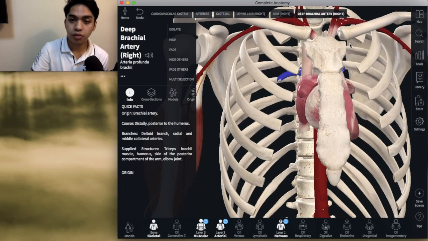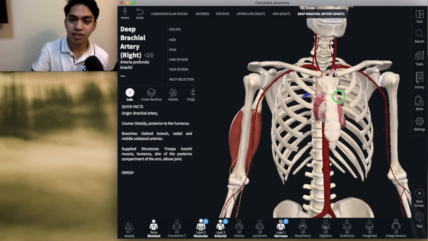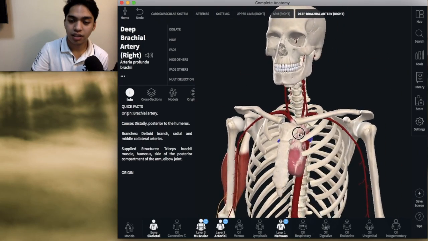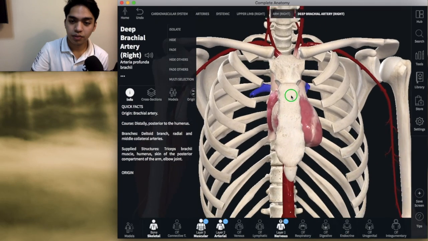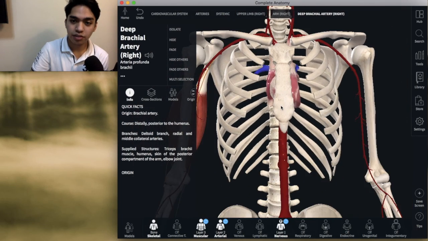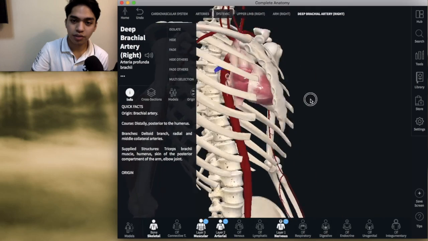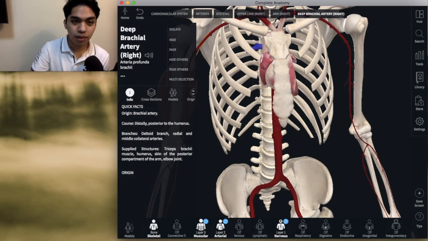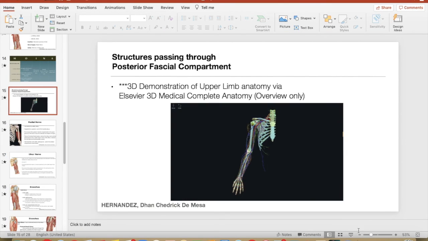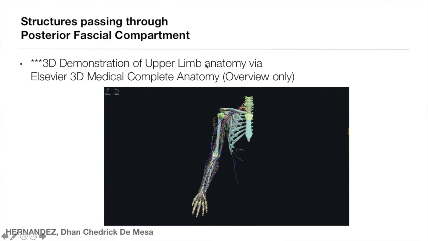So just showing you the software. Major branches of the aorta, of the heart. Okay, so back to Zoom. So we're finished with this. We're finished with the structure with this overview.